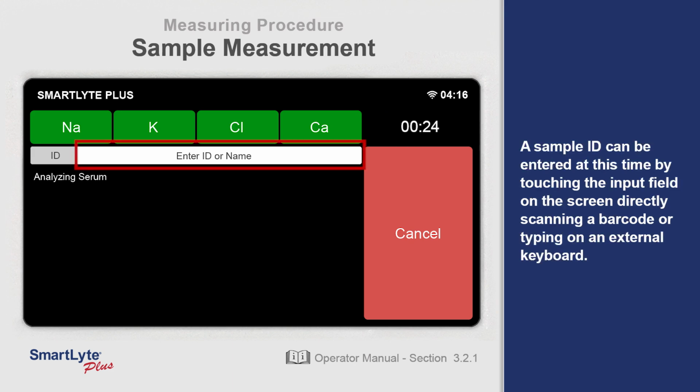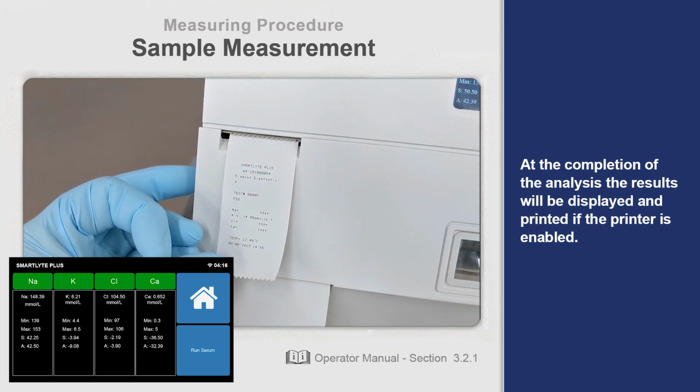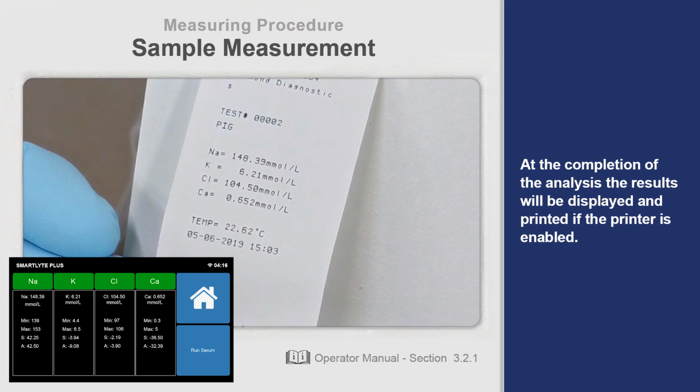Sample ID can be entered at this time by touching the input field on the screen, directly scanning a barcode, or typing on a keyboard. At completion of analysis, the test results will be displayed and printed if the printer is enabled.